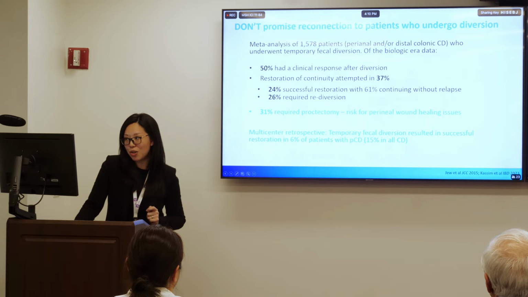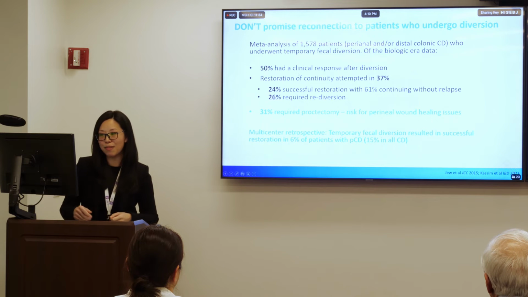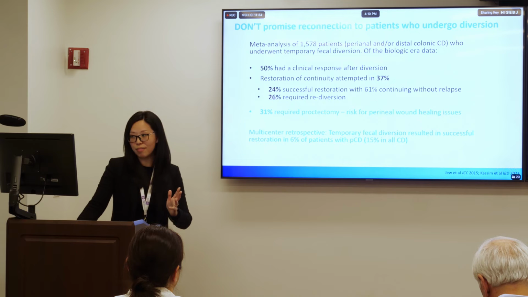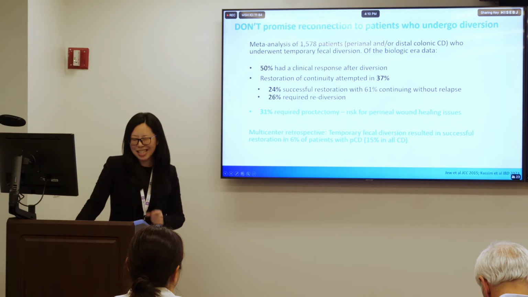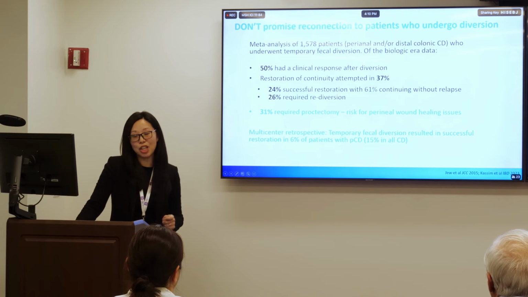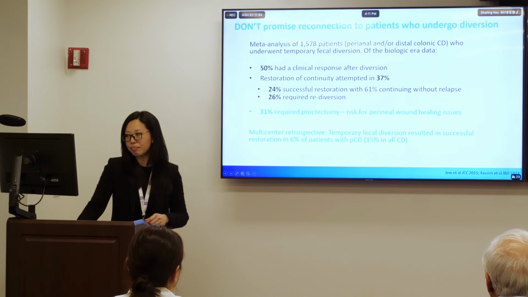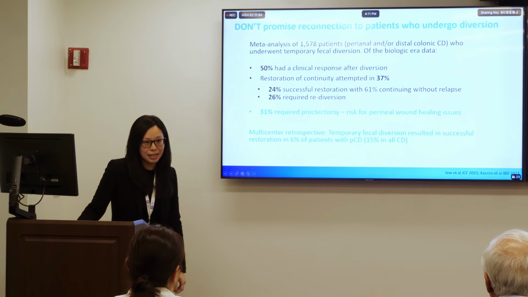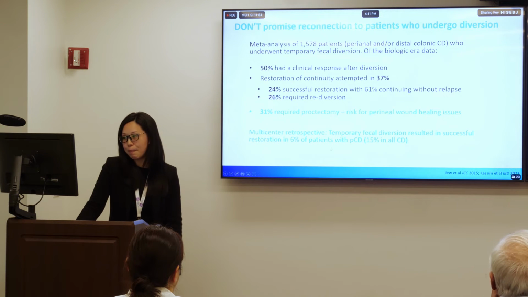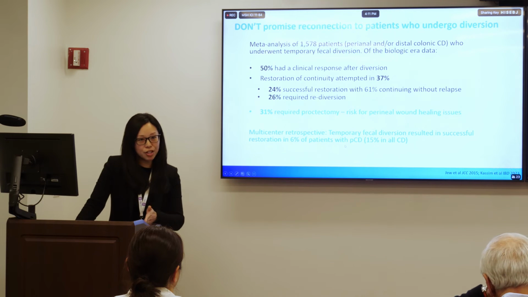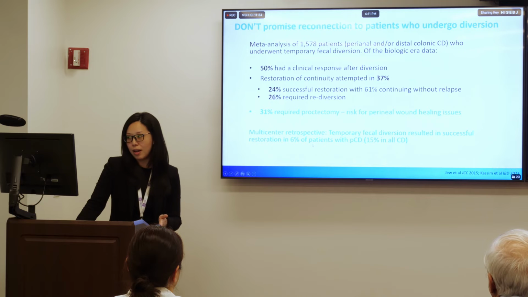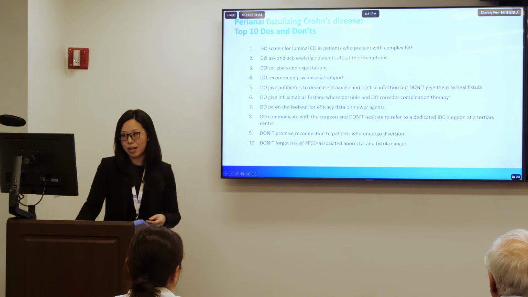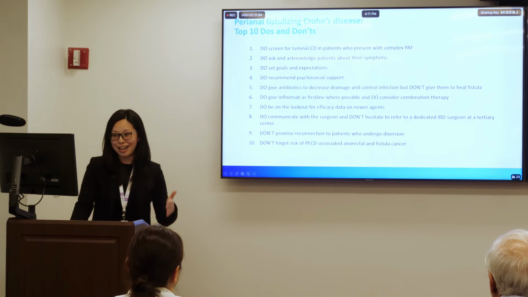A meta-analysis of 1,500 patients with perianal or distal colonic disease showed that while 50% had response after diversion, restoration of continuity was only attempted in 37%, and overall 24% were restored successfully, but 26% required rediversion. And ultimately 31% of patients required completion proctectomy. And these patients actually have perineal wound healing issues, at least the perineal fistulae patients do. In a multi-center retrospective that was led by David Sacker here at Sinai, of patients who underwent temporary fecal diversion, the perianal patients, only 6% were able to undergo successful restoration. So it's really a minority of patients. So I'll just briefly go through and give you my last point.